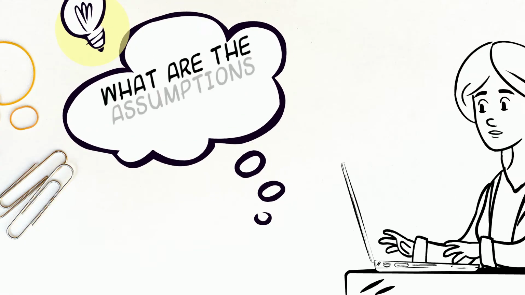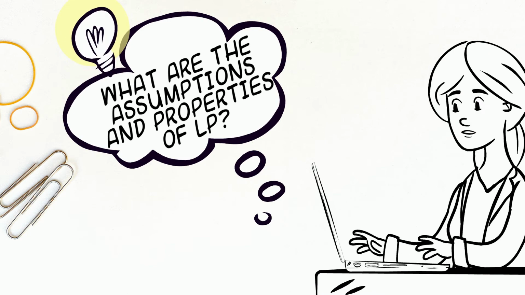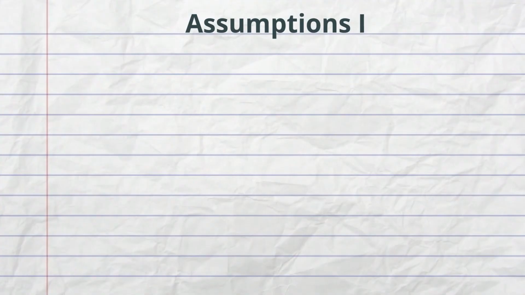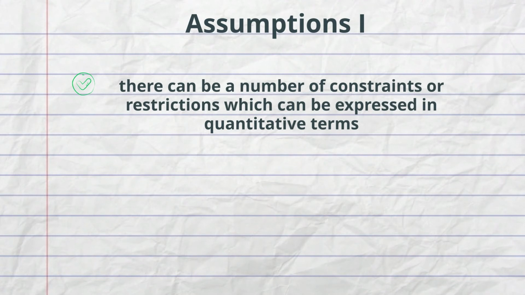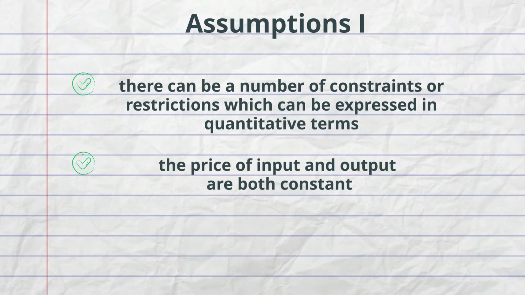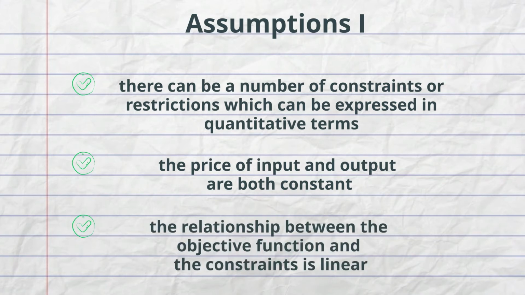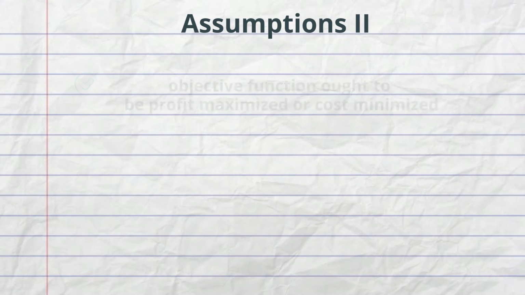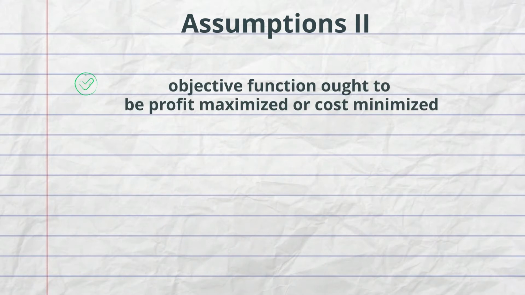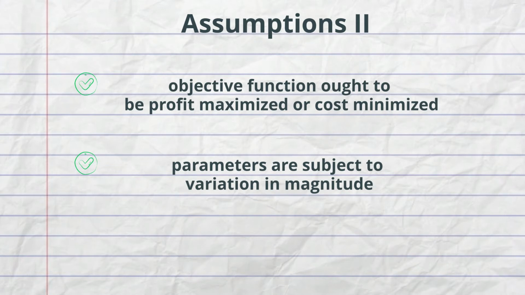Now, what are the assumptions and properties of linear programming? When it comes to assumptions and properties, linear programming has many options. The first assumption is that there can be a number of constraints or restrictions which can be expressed in quantitative terms. The second is that the price of input and output are both constant. The third is that the relationship between the objective function and the constraints is linear. And fourth, the objective function is to be optimized by, for example, as mentioned before, making a profit maximization or a cost minimization. And the last and fifth assumption is that the parameters are subject to variation in magnitude.